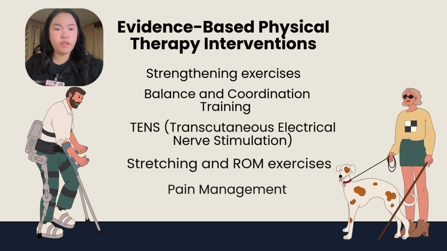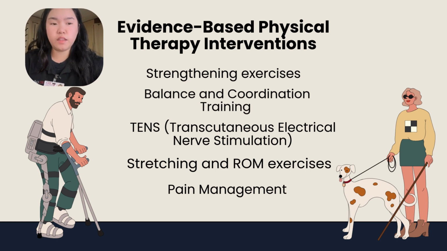So for the evidence-based physical therapy interventions, first is strengthening exercises. The study by Kornblatt et al., 2020, showed that progressive strength training could help with muscle atrophy and improve functional outcomes in patients with diabetic neuropathy.